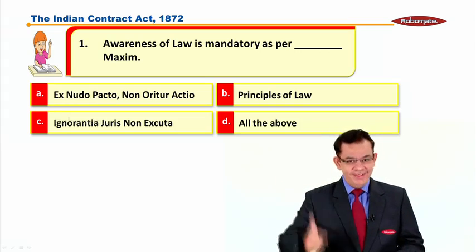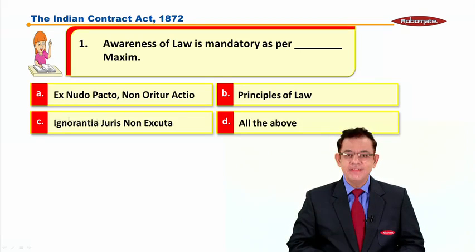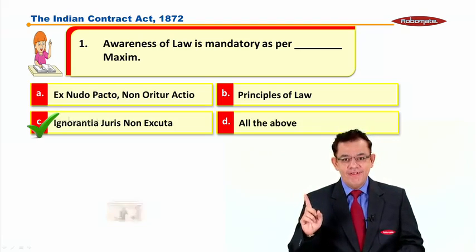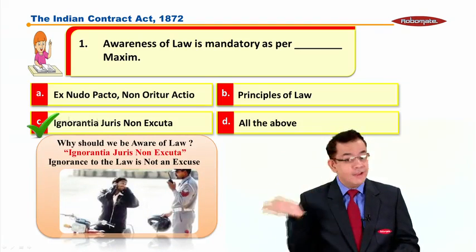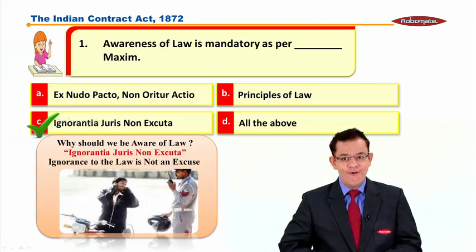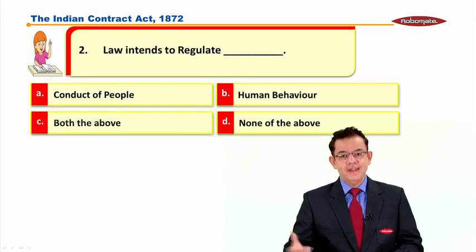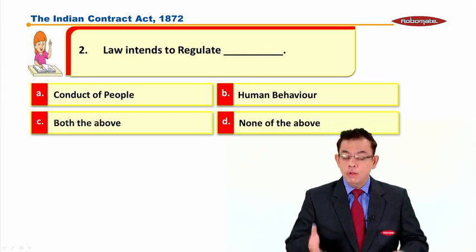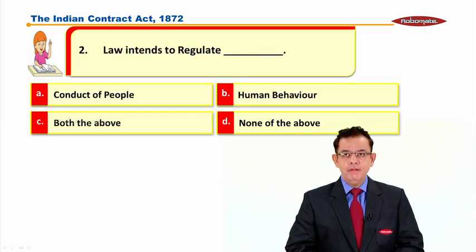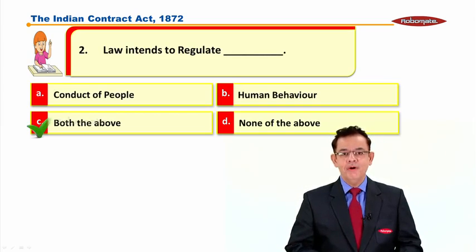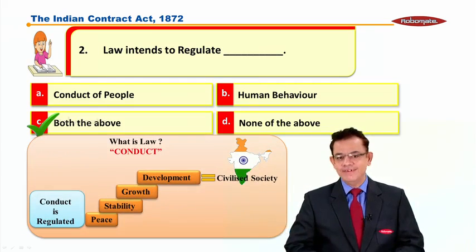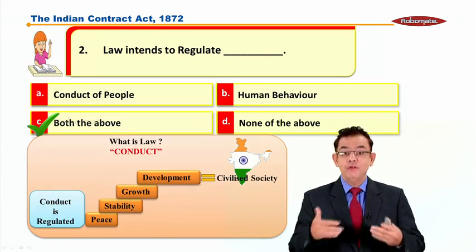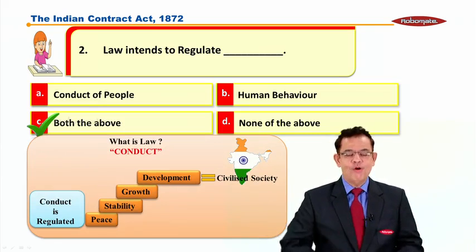All right, now come to the answer. Which is that maxim? Yes, ignorantia juris non excusat. Ignorance of the law is not an excuse. You should be aware of the law. All right, and here comes the second one. Law intends to regulate what? Come on, conduct of the people? Human behavior? It's conduct? Both? So that's the correct answer, C. Because conduct of the people means the behavior, how you behave in your day-to-day life. So that's what law intends for.